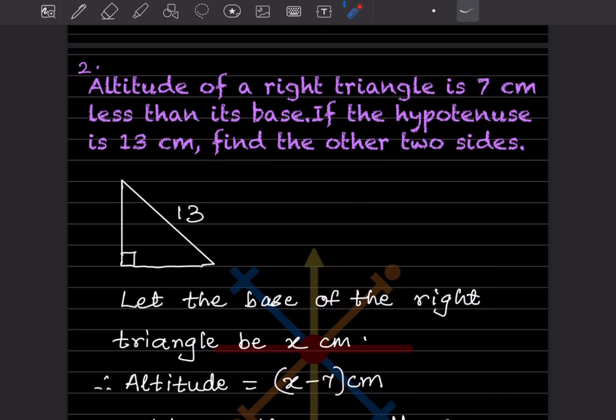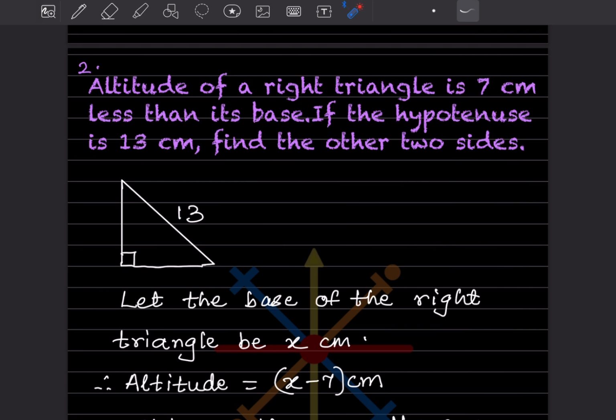The altitude of a right triangle is 7 centimeter less than its base. And if the hypotenuse is 13 centimeter, you have to find the other two sides. So this diagram is roughly drawn. You know, because they have said a right triangle, this is a right triangle. They said this is the altitude.